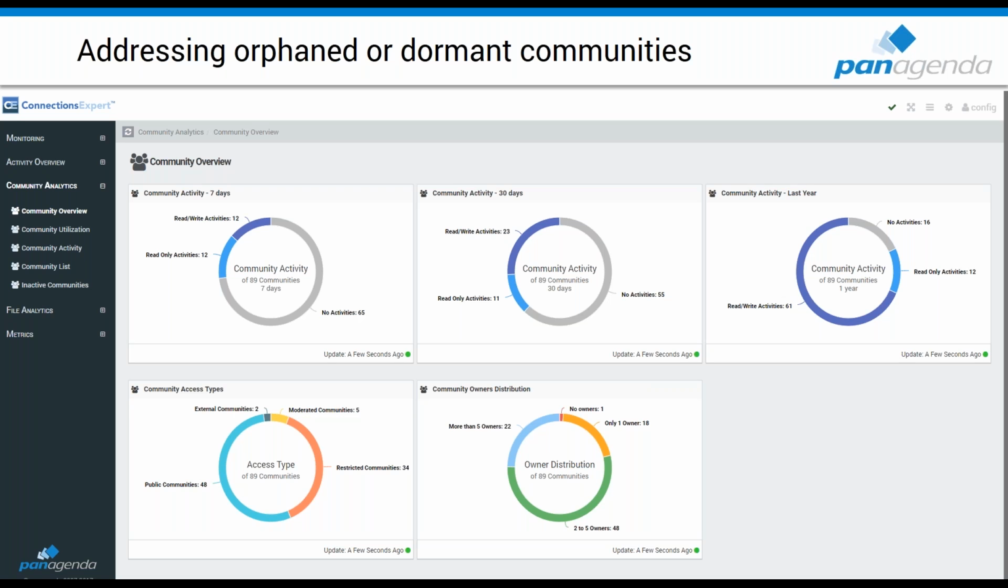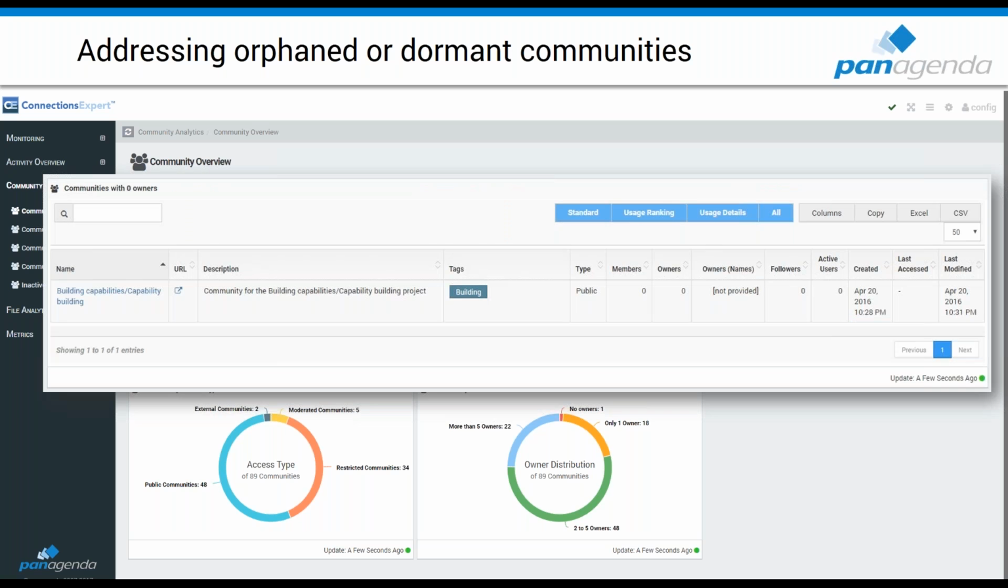Addressing orphaned or dormant communities. Another one is quite important. If you are working with communities in IBM Connections, then one of the things that can happen is that at a certain point you'll see that there is an owner in the community. And as you can see, I can quite nicely see how many owners each community has. But if that owner leaves the company, then you might end up having a situation where there's no owner anymore.